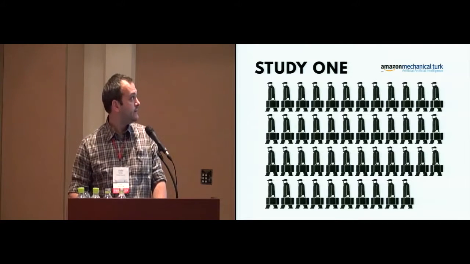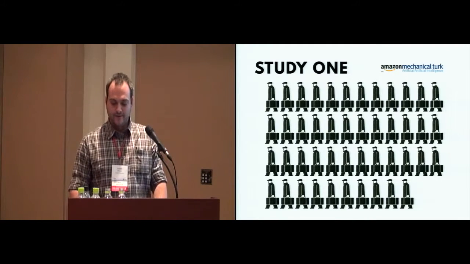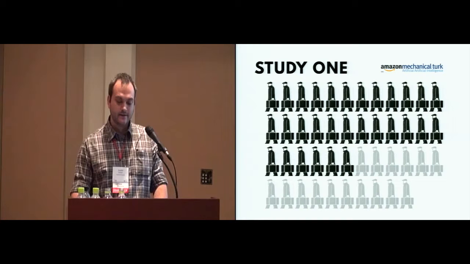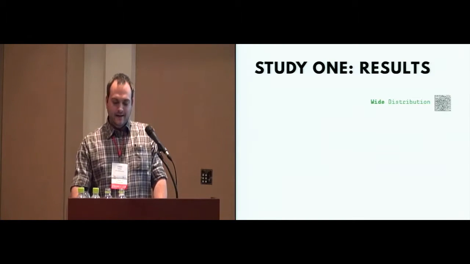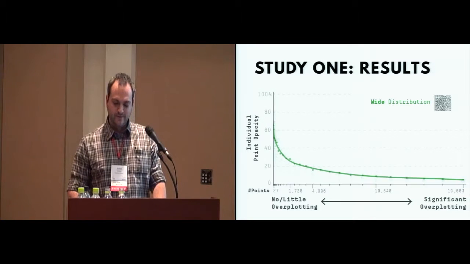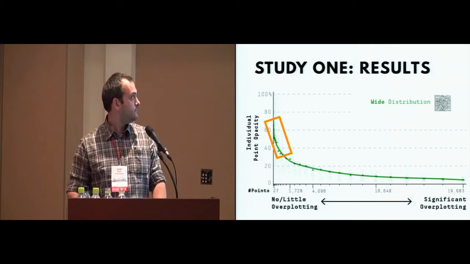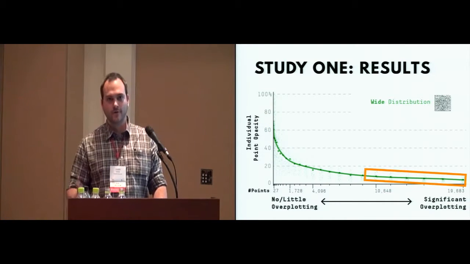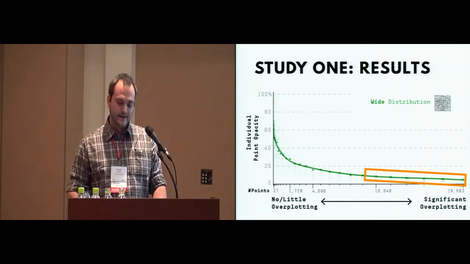We ran this study using Mechanical Turk, where we started off with 46 workers, and we were left with 31 after we kicked out those who were trying to game our system. And if we look at the results, starting with the wide distribution of points, in general, it's what you would expect. When there are fewer points and less overplotting, users prefer a higher individual point opacity value. And as there are more points and more overplotting, you use a lower opacity value.